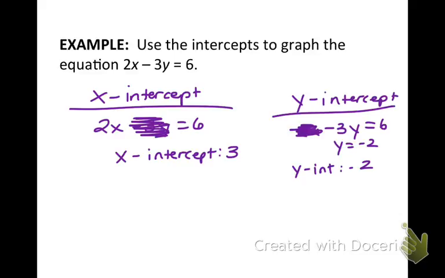Can you graph them? Sure. Lazy graph. X-intercept at 3. Y-intercept at negative 2. Connect.